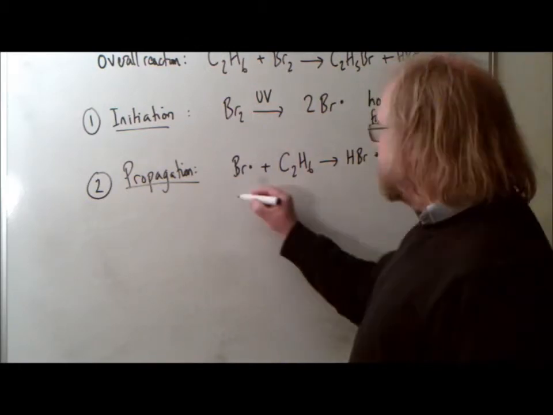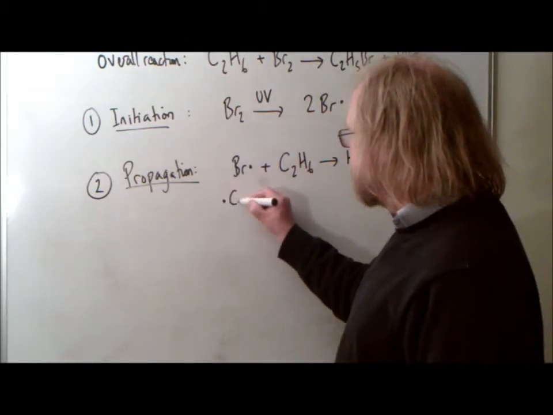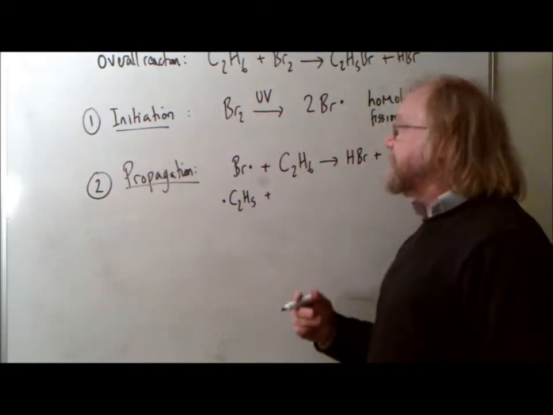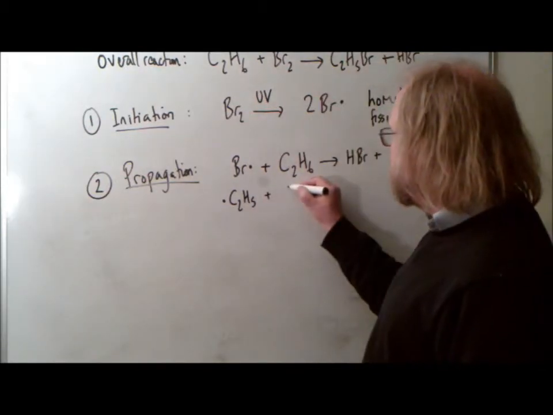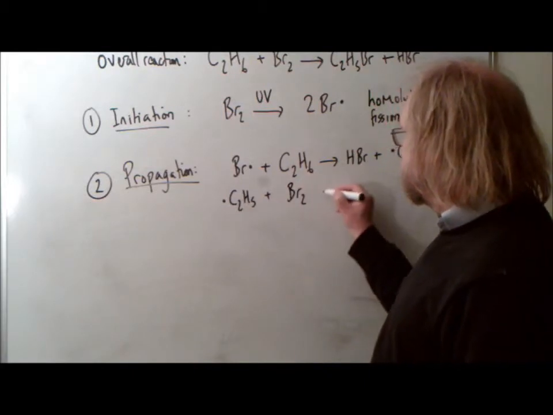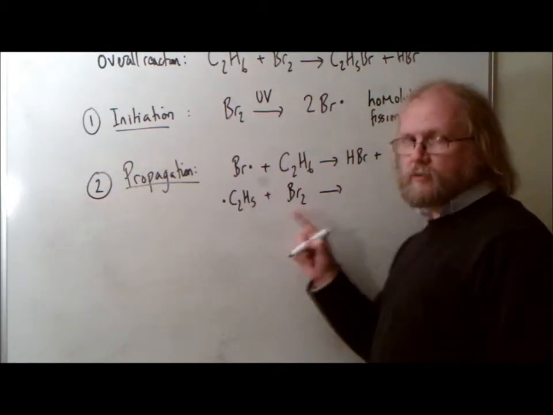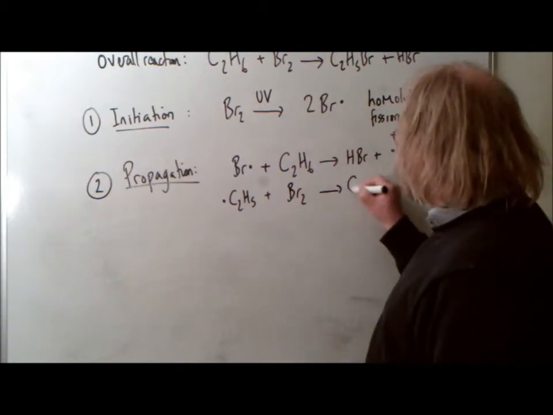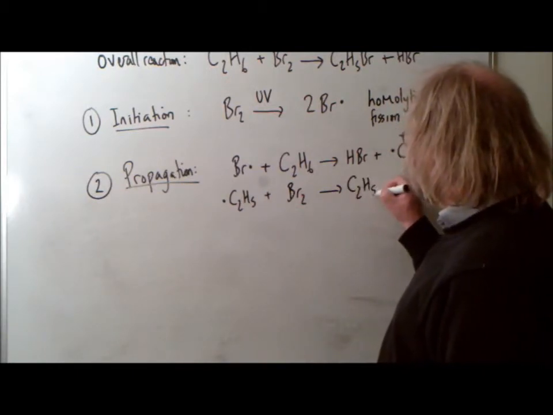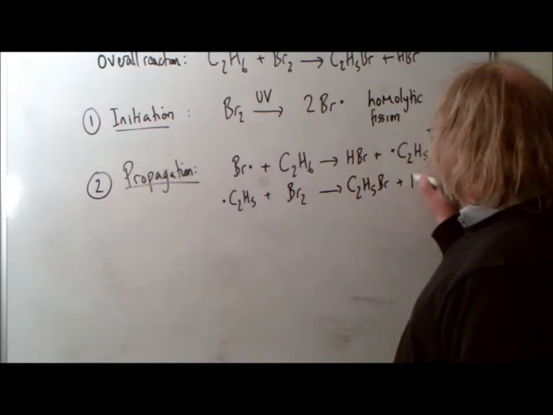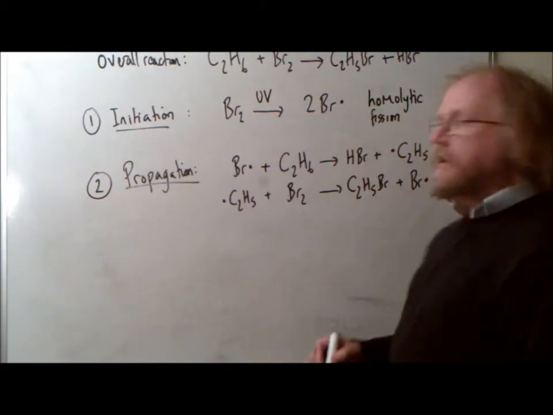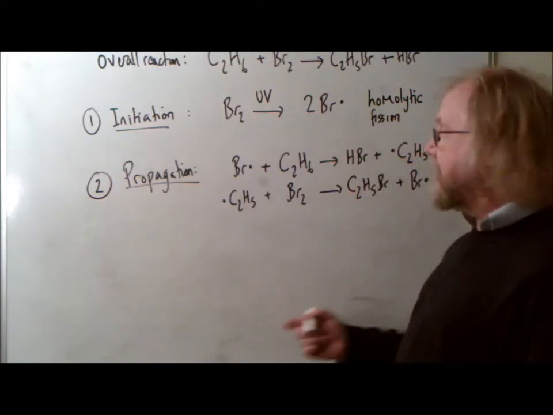We've now got a new reactive radical, C2H5 dot, and again that will bounce around until it collides with something it can react with, and if it reacts with bromine, Br2, then again it pulls one atom out of that Br2, which gives you C2H5Br, and that leaves behind Br dot. Okay, and those two reactions follow one another as a chain reaction.